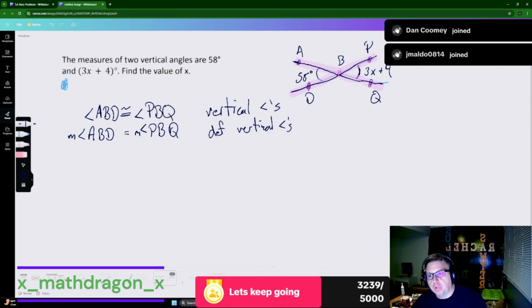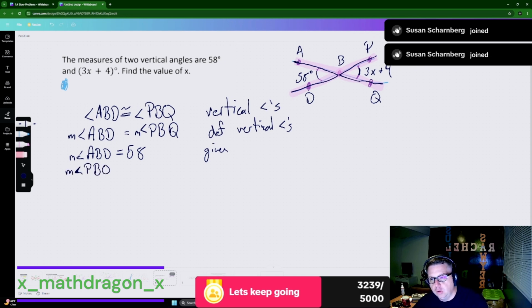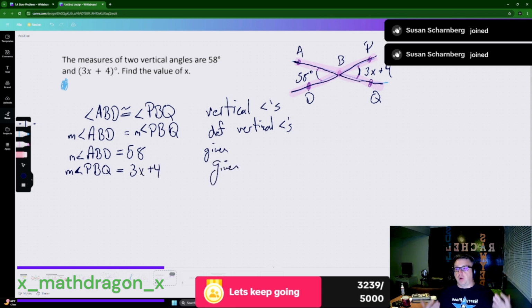So then we're going to plug in, or even before that, we need to say that the measure of ABD equals 58. That's given. That's what the problem tells us. And the measure of angle PBQ is equal to 3x plus 4. That's given as well. The problem tells us that. If the problem doesn't tell us that, we have no idea whatsoever. So it has to let us know. So the only reason we know 58 and 3x plus 4 is because it's in the problem.